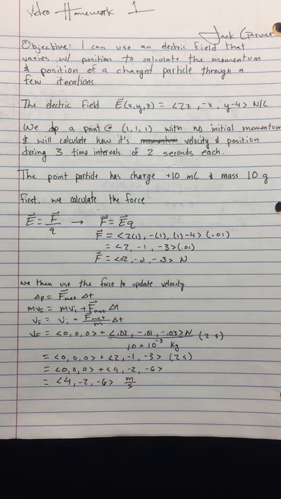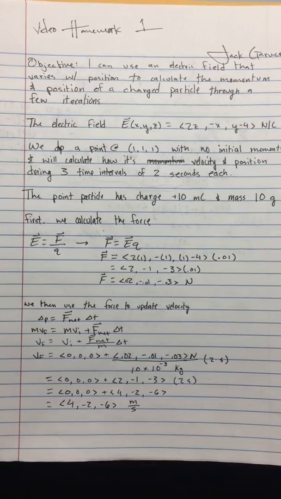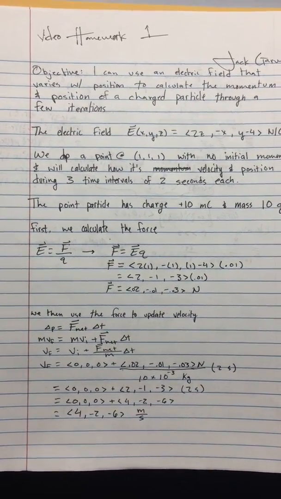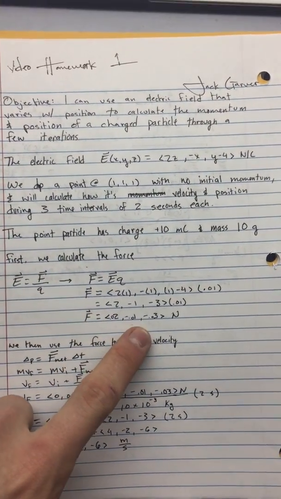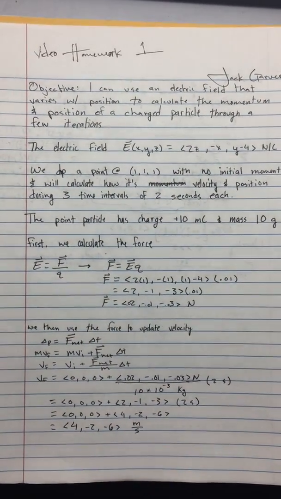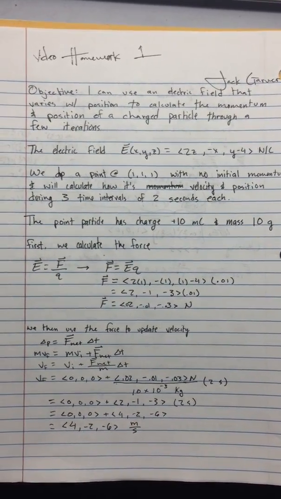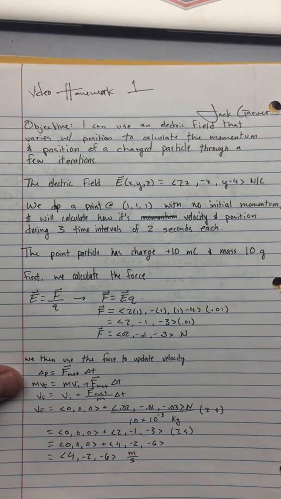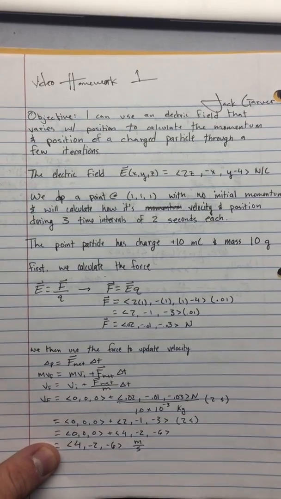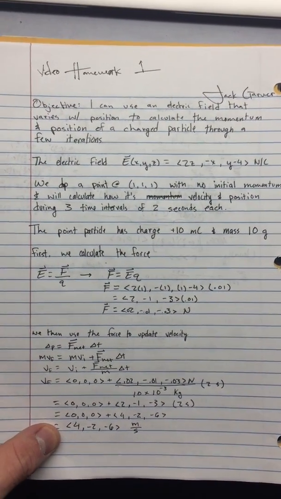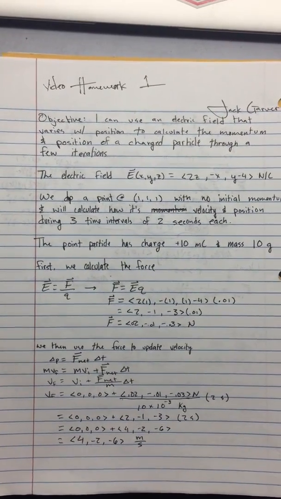So to start, we calculate the force, which we can find by multiplying the electric field at the point (1, 1, 1) by the charge of the particle, which you can see here. This is our force. We can then use that force to update the velocity using this formula here. We are given the new velocity of 4 meters per second in the x direction, negative 2 meters per second in the y direction, and negative 6 meters per second in the z direction.